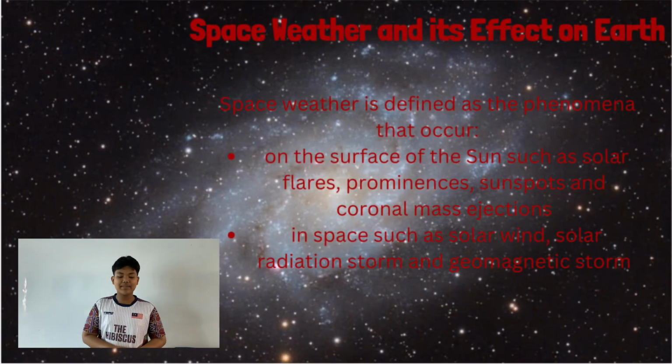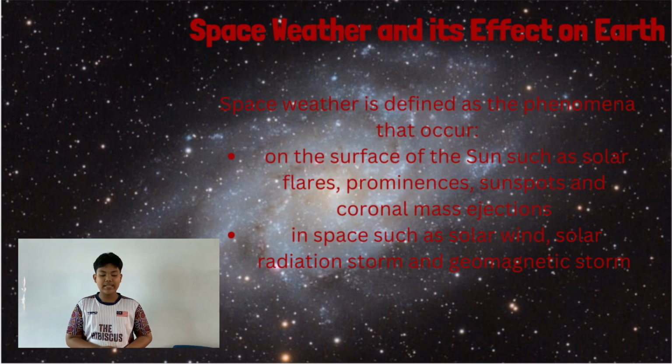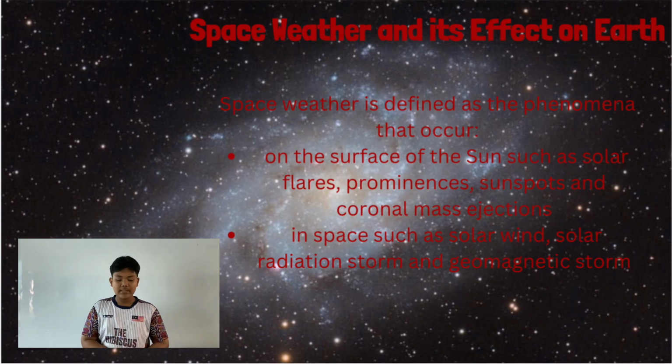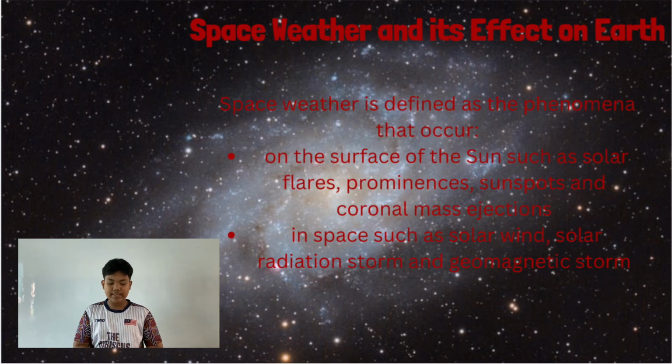I'm going to explain space weather and its effect on Earth. Space weather is defined as phenomena that occur on the surface of the sun and in space. Space weather such as solar flare, prominence, sunspot, and coronal mass ejection occurs on the surface of the sun. But the space weather of solar wind, solar radiation storm, and geomagnetic storm occurs in space.